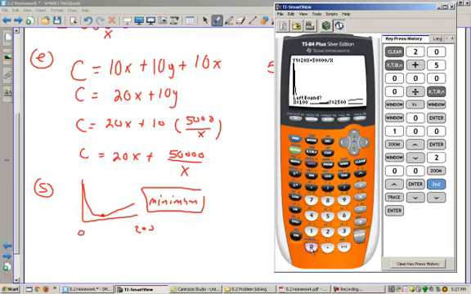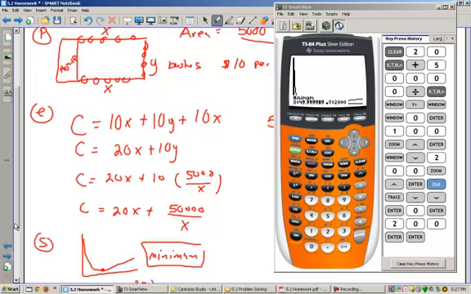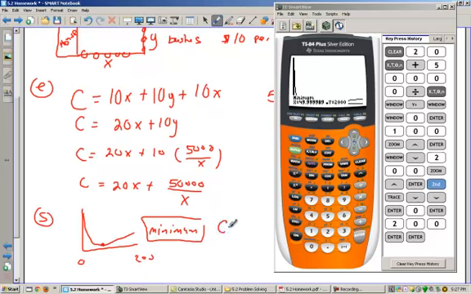All right, left bound, yeah, 0. Right bound, I made 200. Hit enter again, and out pops a minimum. I'm looking for the minimum cost, so this is the x value. All right, so that's the 50 feet. And this y, remember, it's not this y. It's actually my output, which is the cost C. So this tells me that my minimum cost, C, is $2,000.